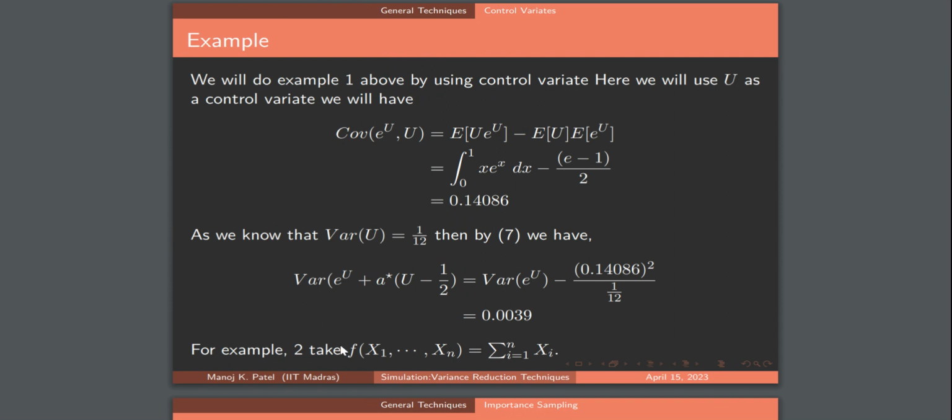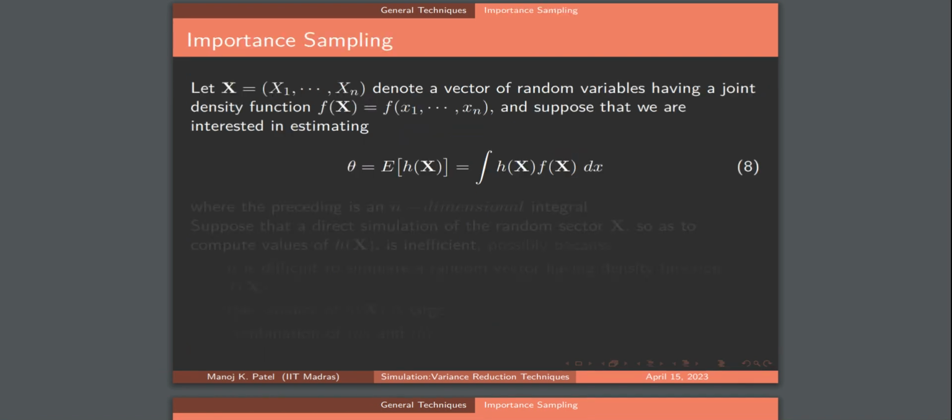And for example 2, which was the simulation of the reliability function, that is the expected value of the structure function, we can use the control variate of X1, X2, and so on. The control variate for the structure function f is just the number of components which are working, and we can do the computation.